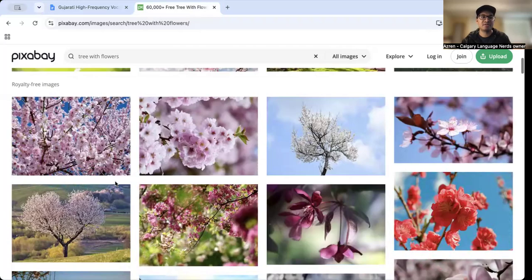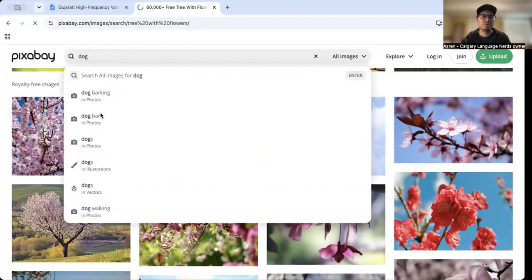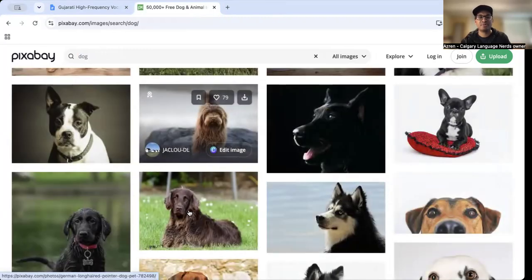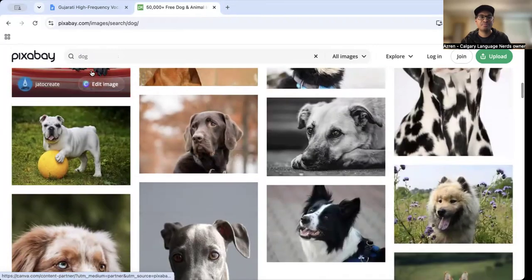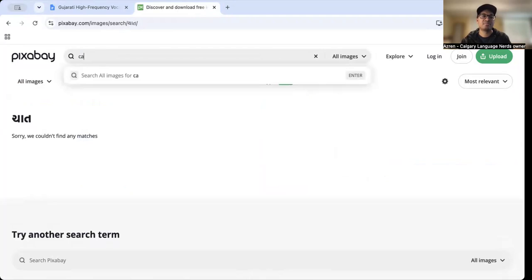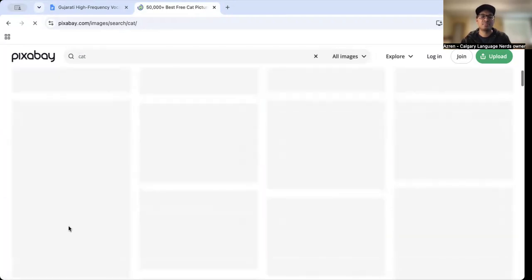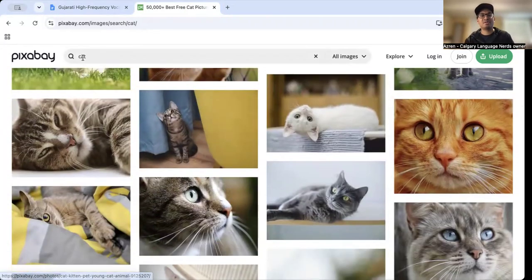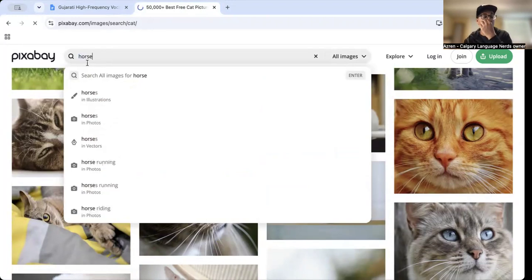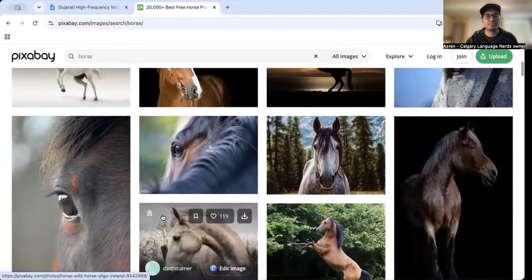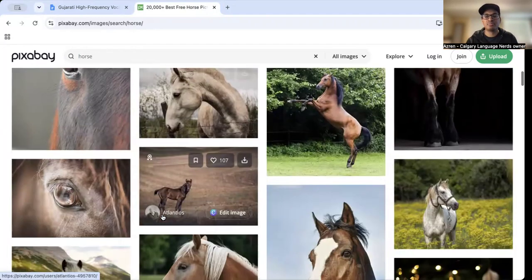So kutro, an easy one. Here's some kutro, when it loads. Here we go. Kutro, kutro, kutro. Biladi, a bunch of biladi. And of course, ઘોડો. ઘોડો, horse. Ta-da, ઘોડો. A bunch of them.